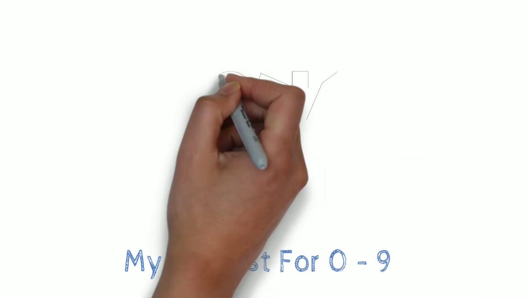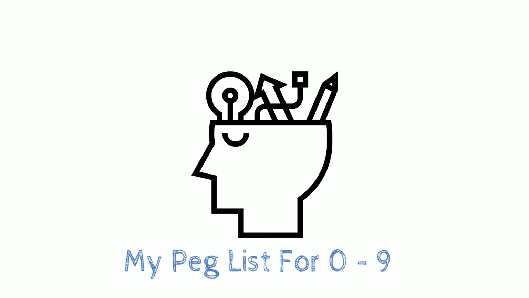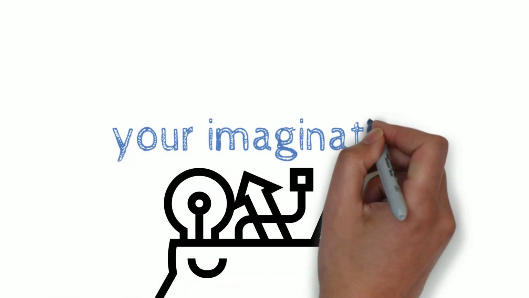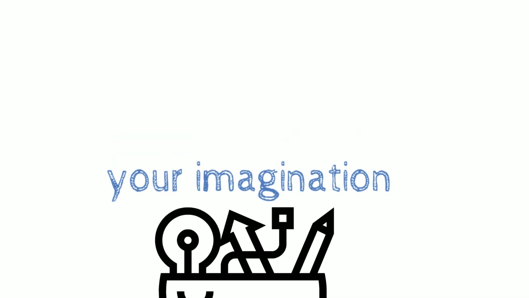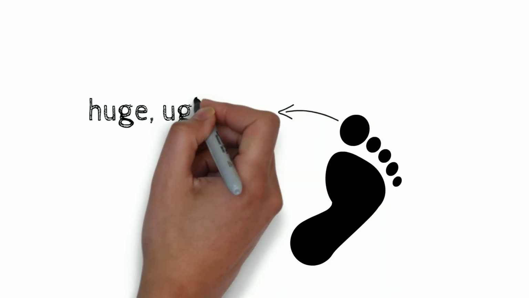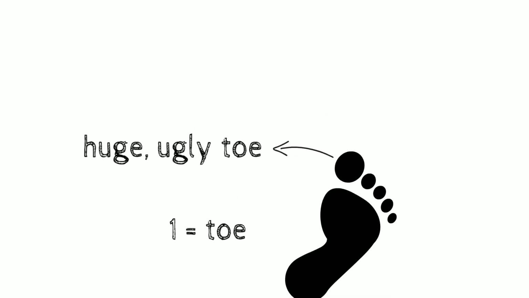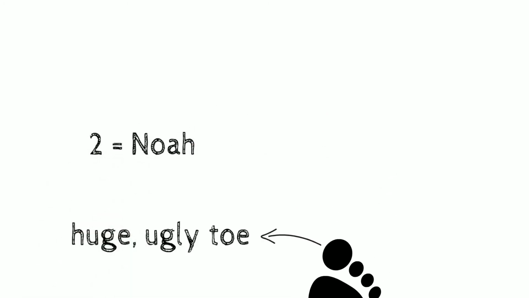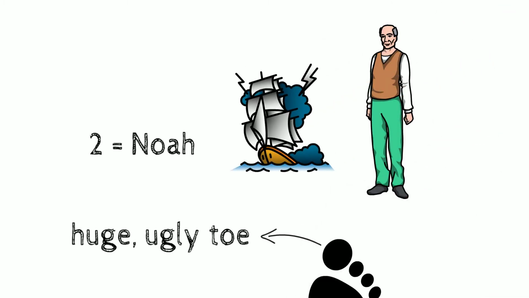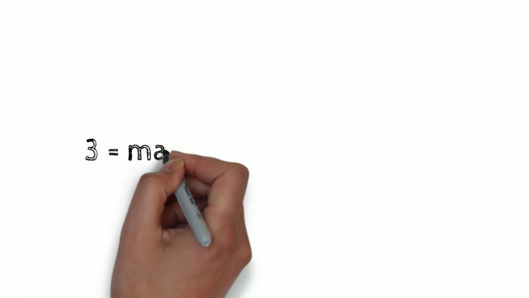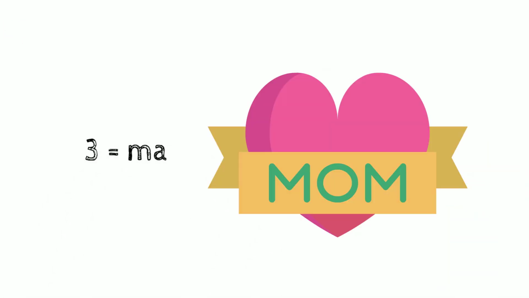So this is what I always use to memorize numbers 0 to 9. Also, notice the crazy and silly imaginations I use to visualize these numbers. Your imagination is your most precious asset to build a powerful memory. This is how I use mine. For number 1, my word is toe, so I always imagine a huge ugly toe for number 1. For number 2, I use the name Noah, and I picture an old Noah building the ark. For number 3, I use the word ma, so I visualize my mom always.